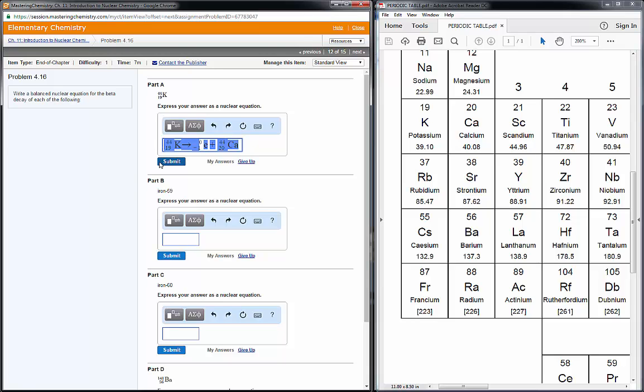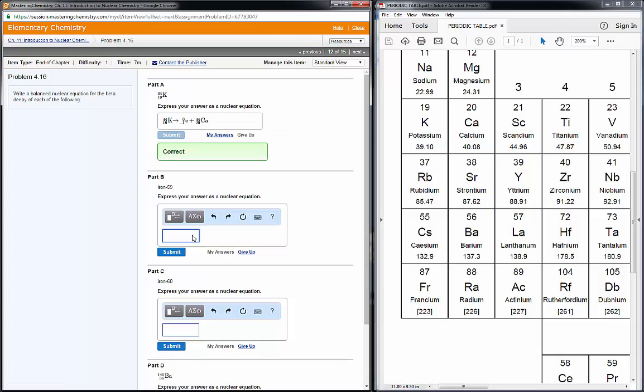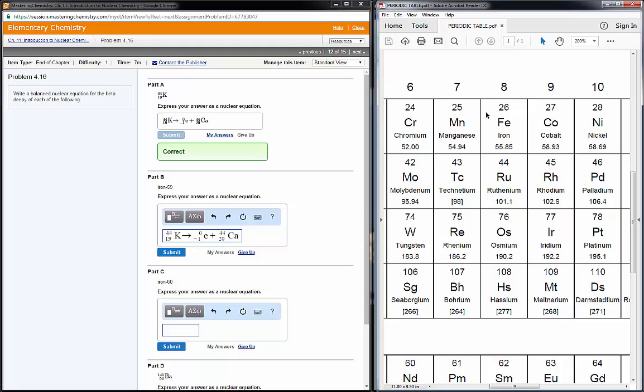I'm gonna copy this one new. Here we go, iron 59. Iron is element number 26. So if I'm iron 59, I have a mass of 59. I have 26 protons, and Fe, beta decay, I'm losing an electron from the nucleus, which means my mass stays the same. 59 is 0 plus 59. And 26 equals -1 plus 27. And element number 27 is cobalt. That's what I get.